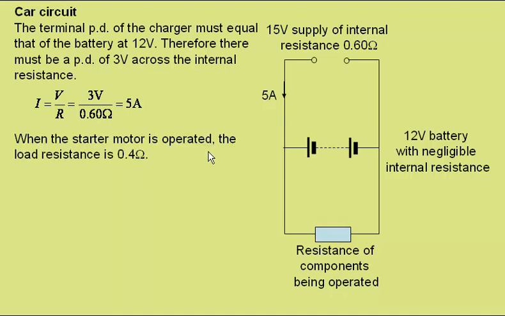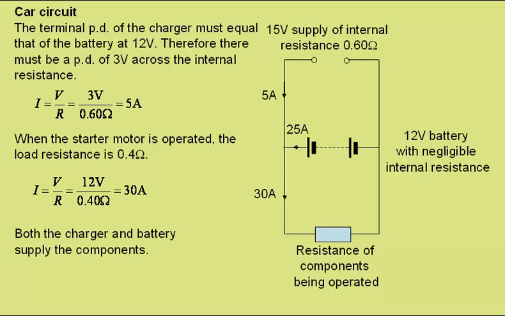When the starter motor is operated, the load resistance down here has a value of 0.4 ohms. So now, again using Ohm's law, we can work out that the current down here must be 30 amps, which I'll mark on the diagram. Using Kirchhoff's first law, if we have 5 amps coming down here to this junction, 30 amps leaving the junction, we must have 25 amps coming into the junction at this point. So in this case, with the starter motor being operated, both the charger and the battery are supplying the components.